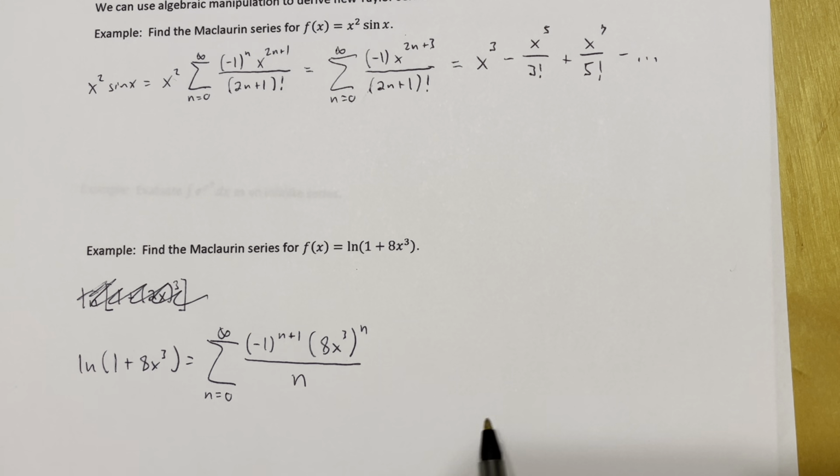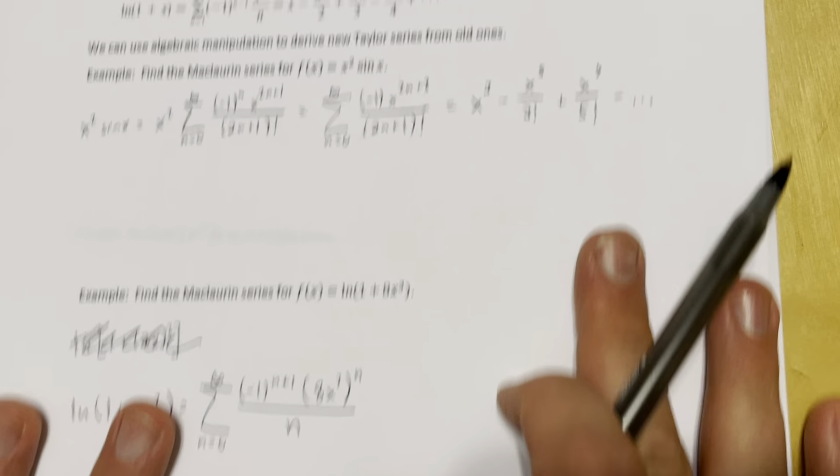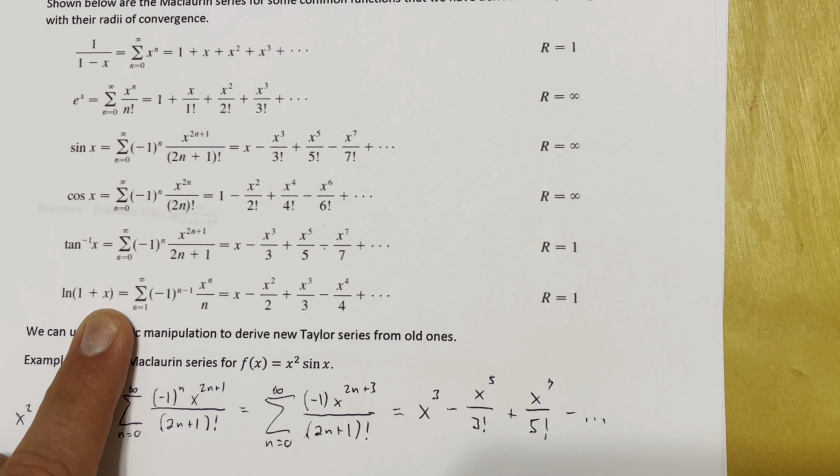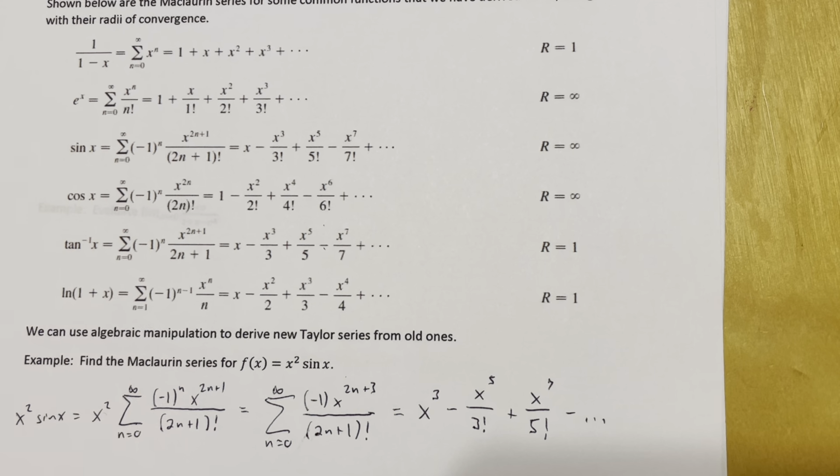So notice there was one step. I just made a substitution in a power series that I already found. So that's where this gets really useful, because even though there's only a handful of Maclaurin series here, I can get a ton of new Maclaurin series using algebraic manipulations on these. Okay?